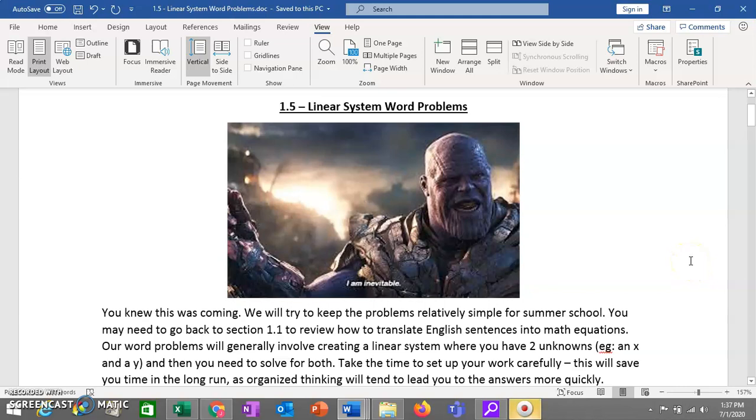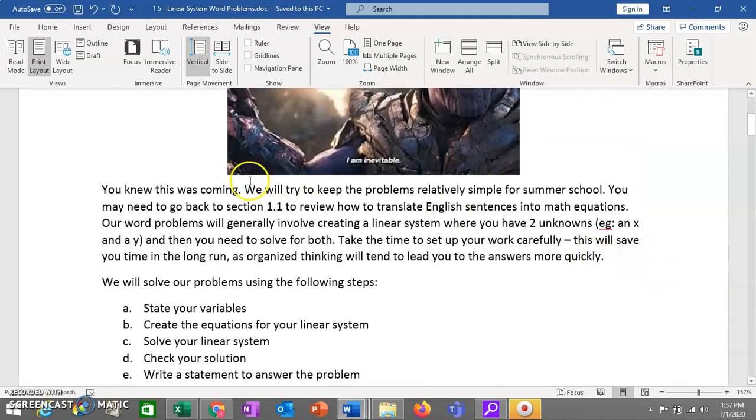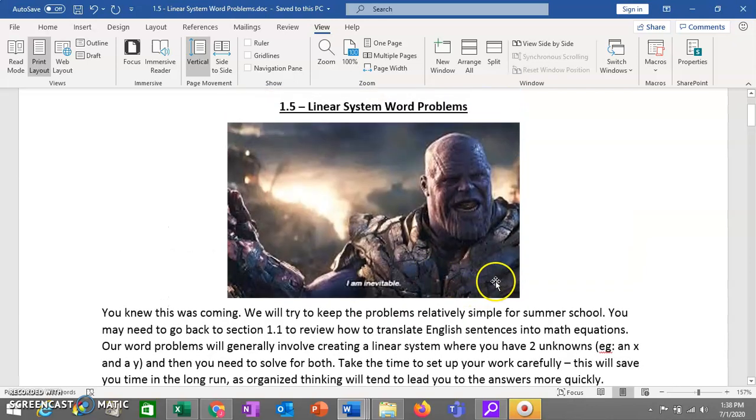Hello everyone, so this is Unit 1, Lesson 5, Linear System Word Problems. This is the last lesson in Unit 1, everybody's favorite. You knew it was coming, word problems. So we are going to keep these problems relatively simple. We're only going to go over a few different types of problems, but they're all going to involve creating and solving linear systems in some way, shape, or form.